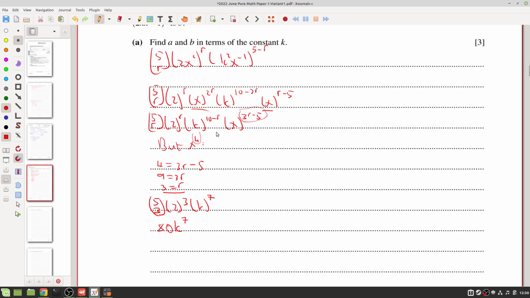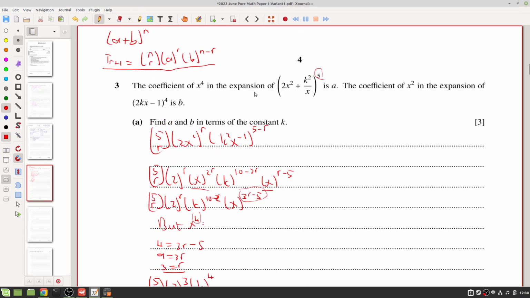7 seems... Where did I do something funny here? K squared. So 10 minus 2r. Sorry, 10 minus 2r. I forgot the 2 there. Okay, so that's not going to be 7. That's going to be 10 minus 2 times 6. So 10 minus 6 is 4. Okay, so that's going to be a 4. So that is what A is equal to.